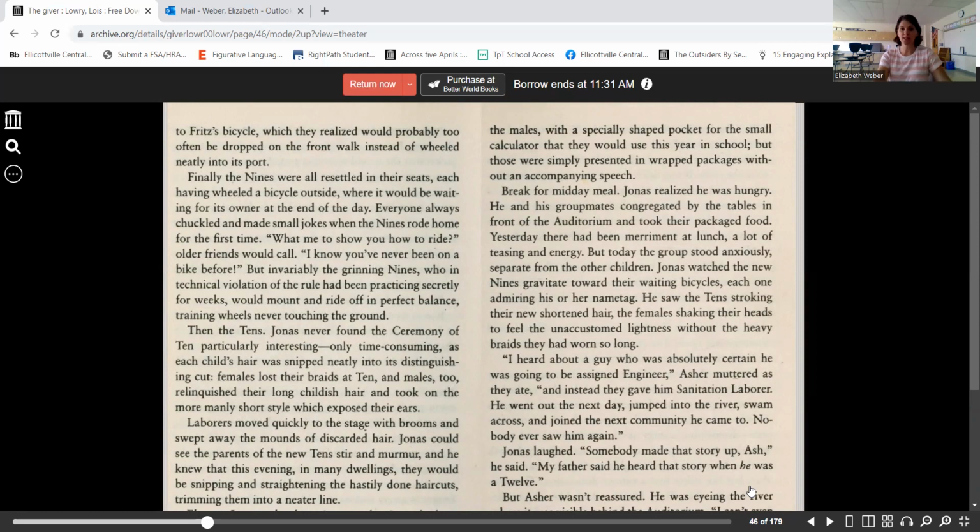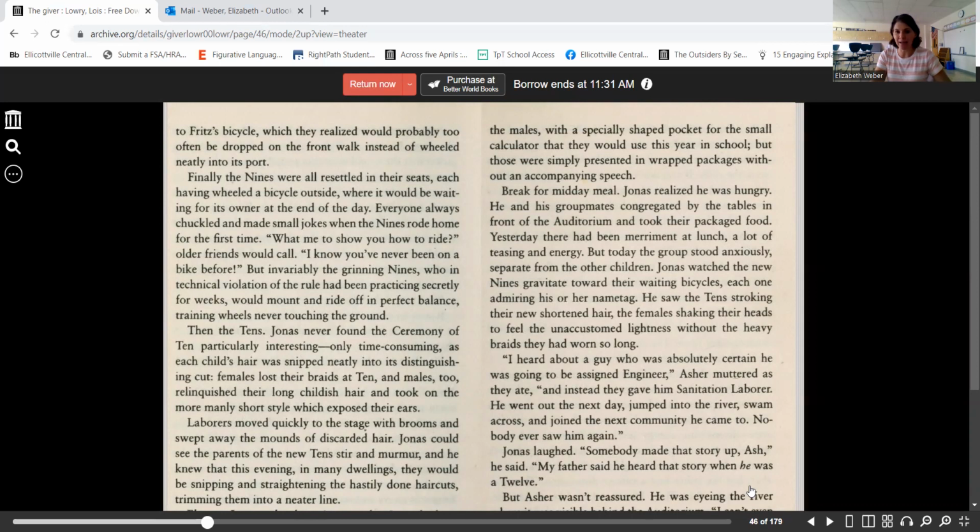Break for midday meal. Jonas realized he was hungry. He and his group mates congregated by the tables in front of the auditorium and took their packaged food. Yesterday, there had been merriment at lunch, a lot of teasing and energy, but today the group stood anxiously, separate from the other children. Jonas watched the new nines gravitate toward their waiting bicycles, each one admiring his or her name tag. He saw the tens stroking their new shortened hair, the females shaking their heads to feel the unaccustomed lightness without the heavy braids they had worn so long.